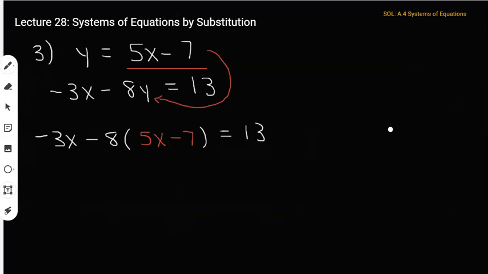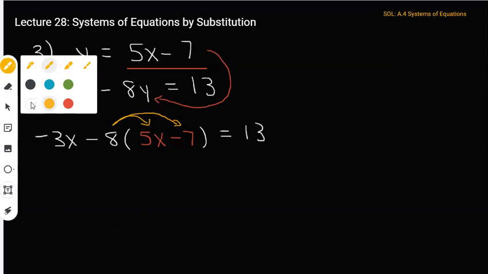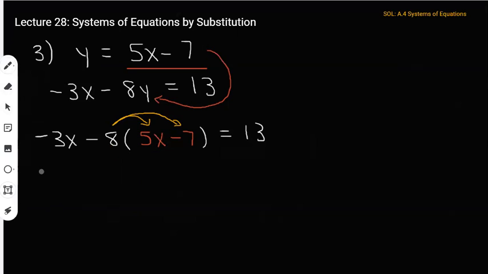Okay. So this one's a little bit trickier because I'm multiplying everything by negative 8. I'm going to multiply the 5x by negative 8, but I'm also going to multiply the negative 7 by negative 8. And we'll see what happens when we get that. So the negative 3x is going to come down. Negative 8 times 5x is going to give me negative 40x. Negative 8 times negative 7 is a positive 56.